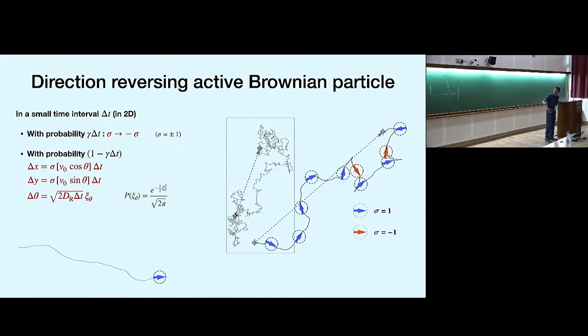So the minimal model to describe this kind of motion is what we call the direction reversing active Brownian particle. On top of this active Brownian particle model, where sigma equal to 1 was your active Brownian particle, you now have a dichotomous noise sigma which takes values plus or minus 1, and sigma changes to minus sigma. Basically, if it was in plus 1, it will go to minus 1 with probability gamma delta t in a small amount of time delta t. So with rate gamma, it changes direction. If you look at the trajectory, this guy is moving like an active Brownian particle, and then suddenly it changes direction. You can think of it like some spin, where this state variable can be either blue or red.